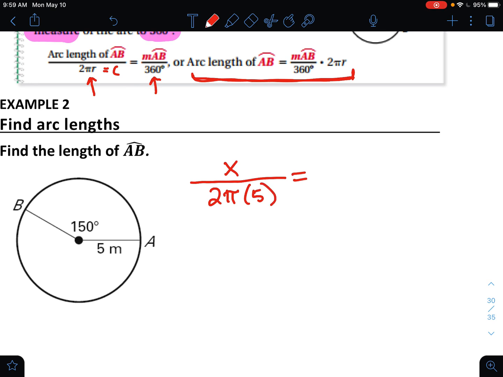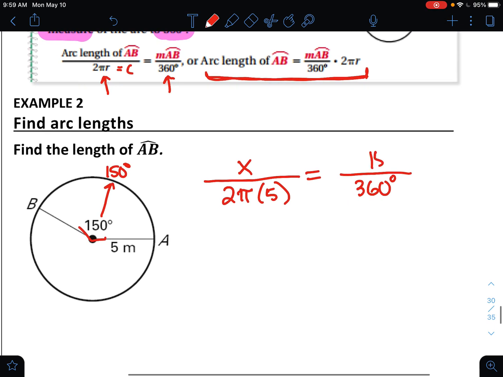So I have X divided by the circumference equals, and everything over here is degree measures. Out of 360 degrees, what's the degree measure of the arc? When I see this central angle here, I know that this is 150 degrees. Now, that is not the length of the arc. That is the degree measure of the arc. So I'm going to cross multiply here.